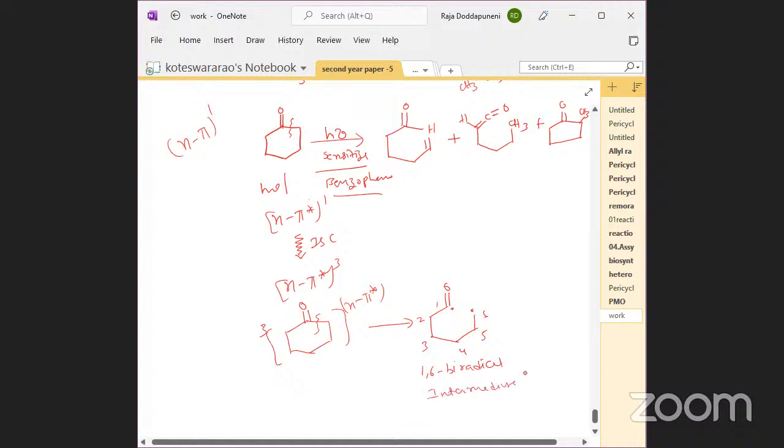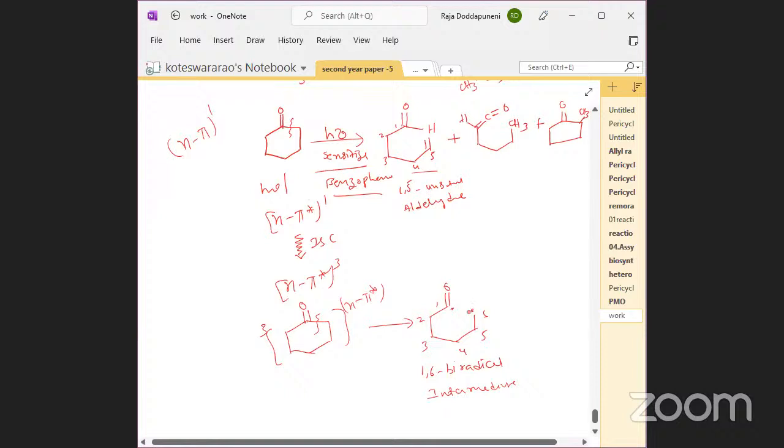This 1,6 biradical intermediate chooses three paths. The first one is the formation of aldehyde. How is the aldehyde generated? Here the olefinic bond is also there. Counting 1, 2, 3, 4, 5, this is the 5-unsaturated aldehyde, or 5E hexanaldehyde, hexanal. That is the product. How is it generated?